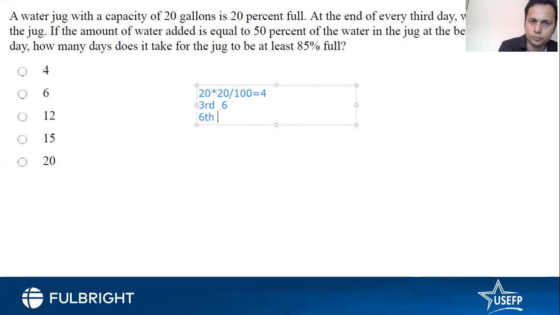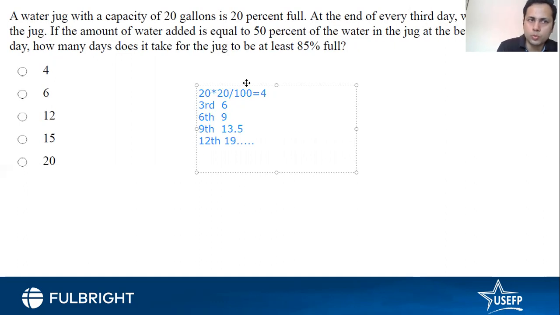Sixth day: 50% of 6 is 3, so it became 9 gallons. Then on the ninth day, 4.5 was added to it. It becomes 13.5. On the 12th day, half of 13.5 is 6.75 something. So it becomes 19 point something.